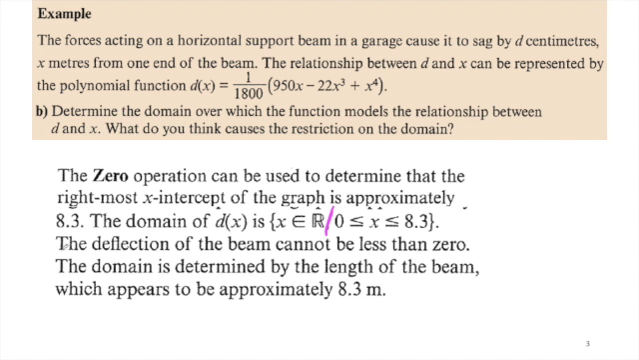Okay, remember what I just explained. The deflection of the beam cannot be less than 0, and the domain is determined by the length of the beam, which appears to be approximately 8.3. So you can't talk about the negative aspect of a beam, and that's why you restrict it there. That is just from looking at our graph on Desmos.